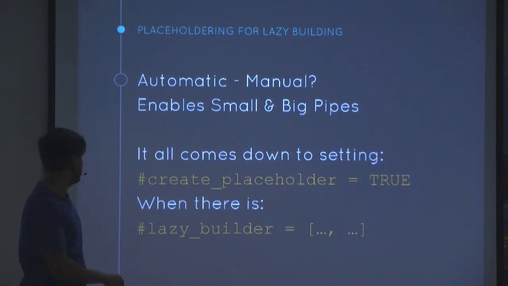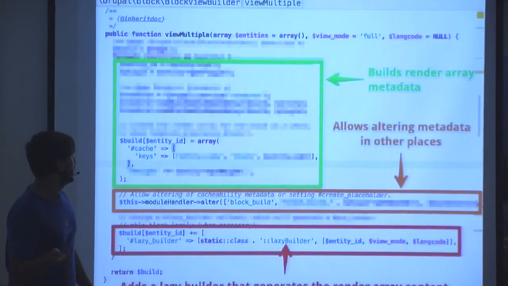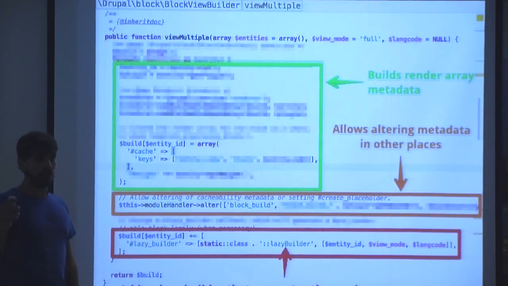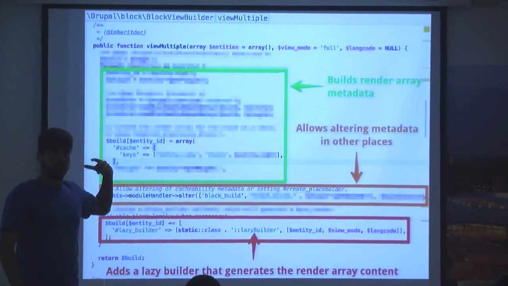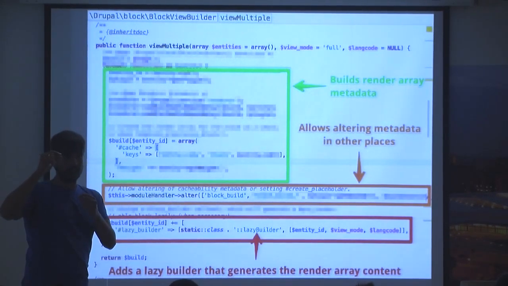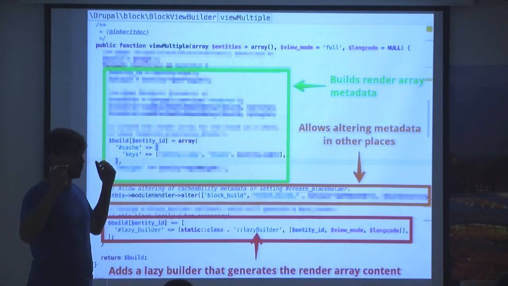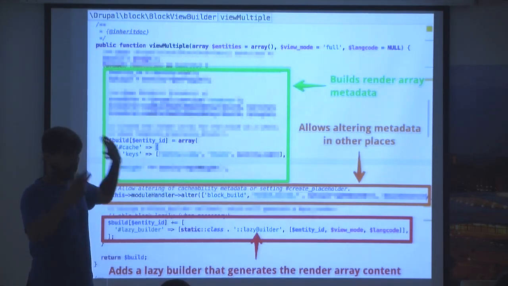And this placeholder equals true can be set manually or automatically. So how does that look? This is blurred on purpose. The green box just sets the metadata. This is the code that renders a block. After you declare the render array of a block, that build variable that we saw before, this code comes in and actually renders it.